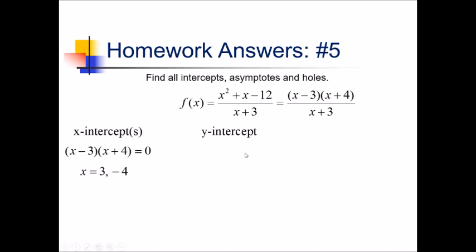For y-intercepts, I'm going to try plugging in 0 for x in the original function here.